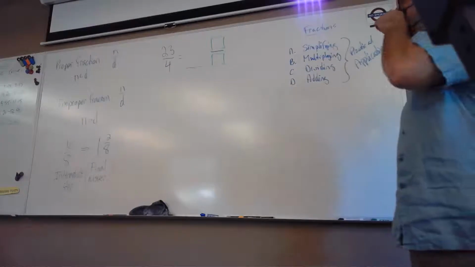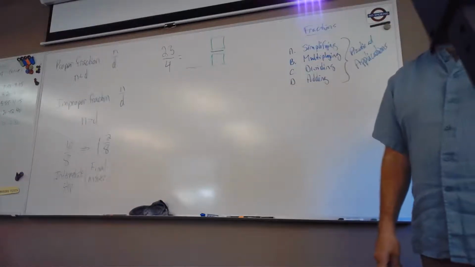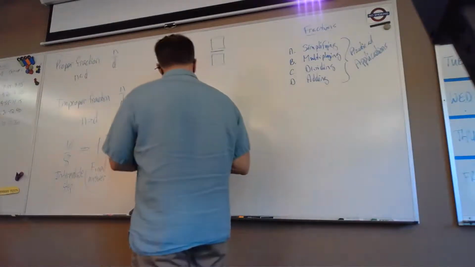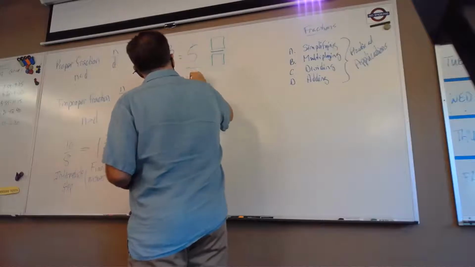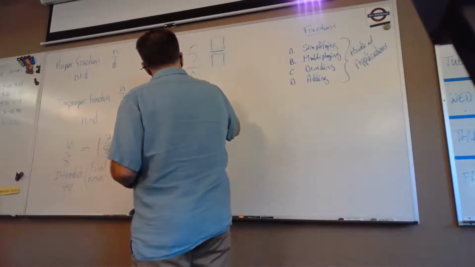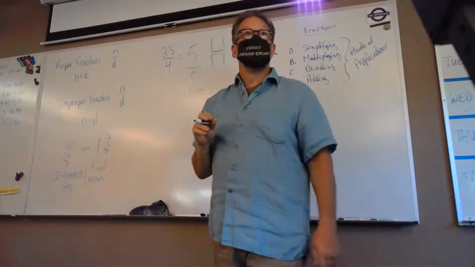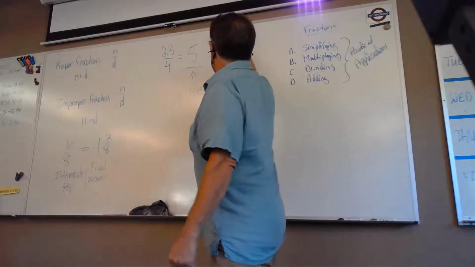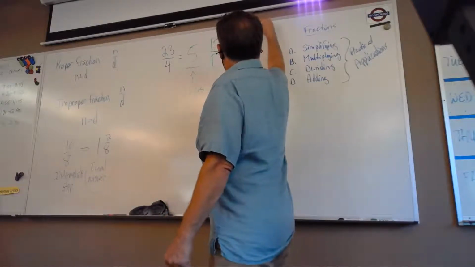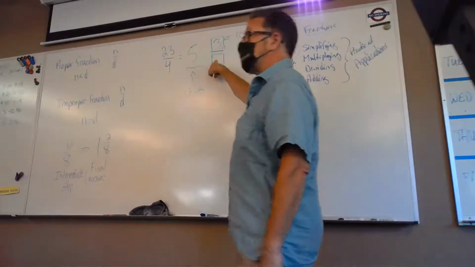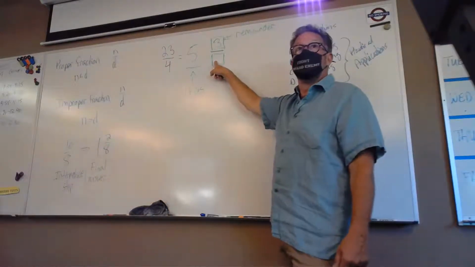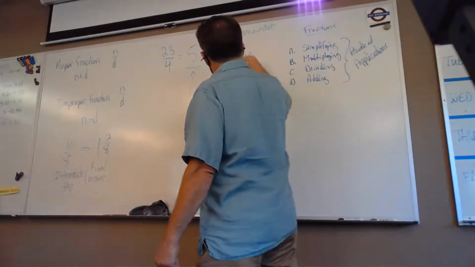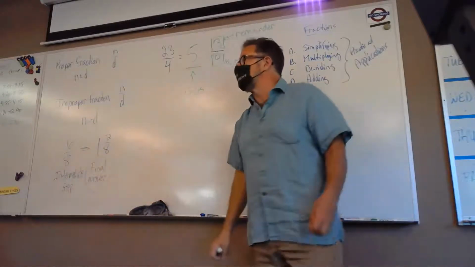Step one, we got to figure out how many wholes there are. 4 goes into 23 how many times? 5. Remainder? 3. Have the piece sizes changed? No. The piece sizes have not changed, so that will always just be the same number.